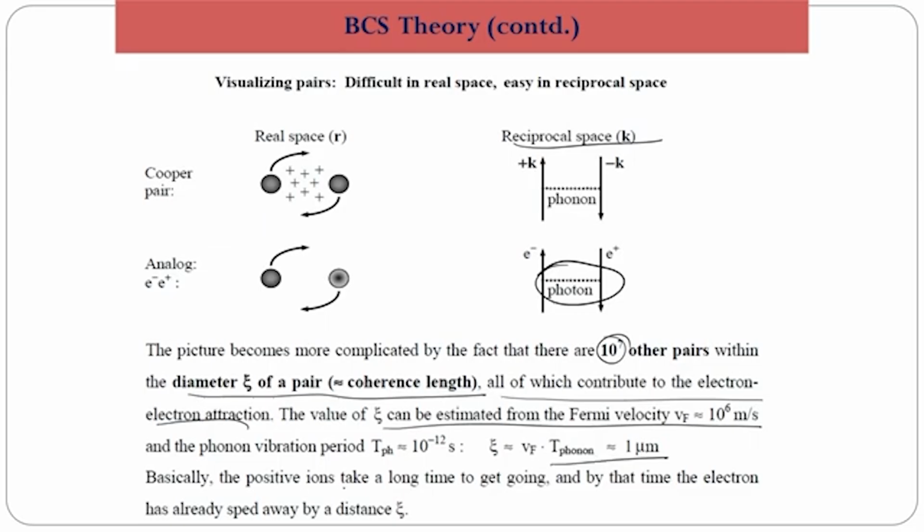Because the positive ions take a long time to get going, because these are massive objects. By the time, the electron has already sped away by a distance which is beyond that coherence length. So that is why there is hand waving, of course, a way of explaining how the pairs are formed, which finally gives rise to superconductivity. These are some of the facts there.